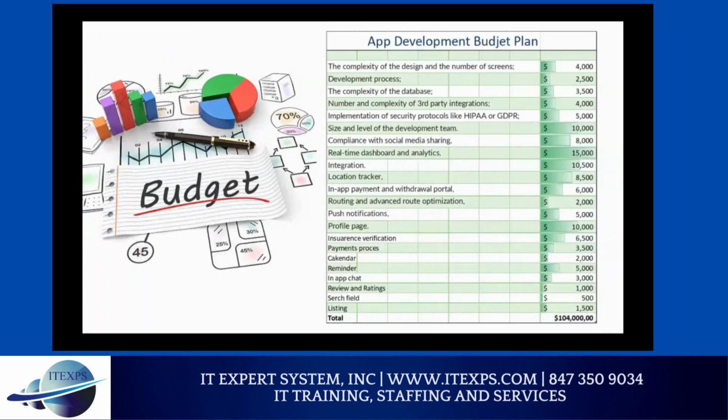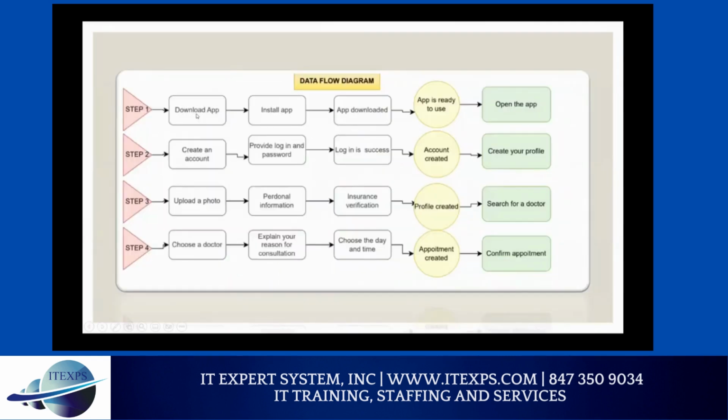So next slide, you can see the budget, the money we used for this application. To create this application, we spent $104,000. Here you can see everything by category. Like the profile page, $10,000. The payment process cost us $3,500, and calendar, search file, listing, and etc. And next slide is the data flow diagram.